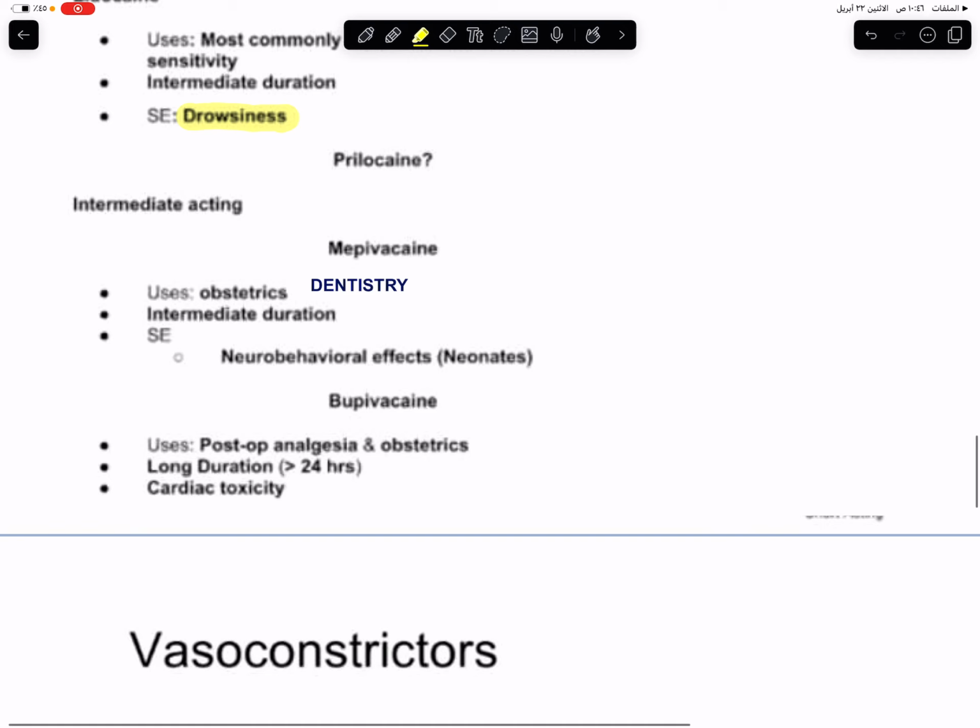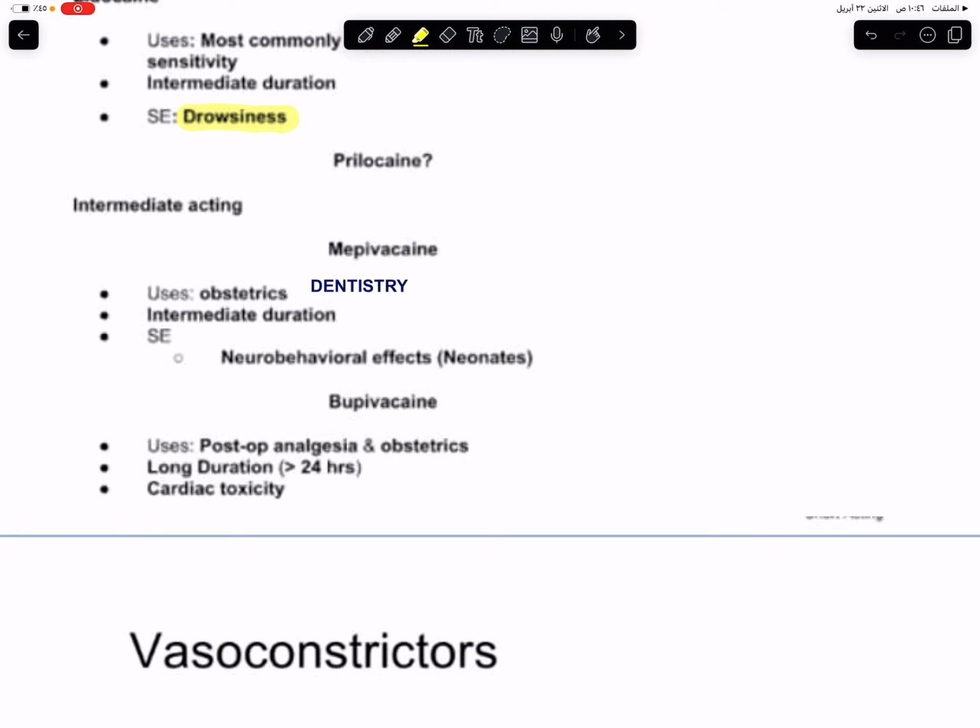Side effects, especially in neonates. Why? Because when we use it for obstetric purposes, it can cause neurobehavioral effects. Neurobehavioral effect means the child may be crying for a longer duration, may not be sleeping after this procedure when it is born by this procedure. We use it also in dentistry, quite good. Bupivacaine.